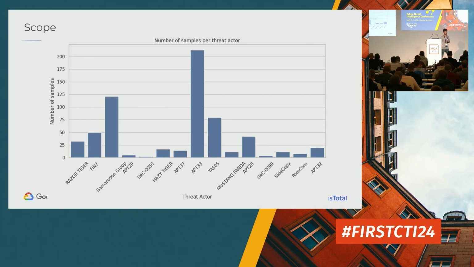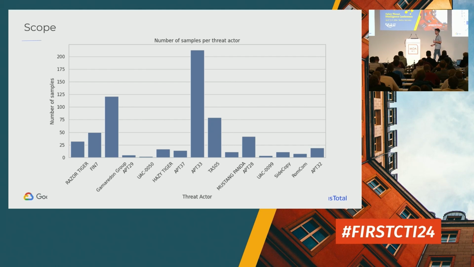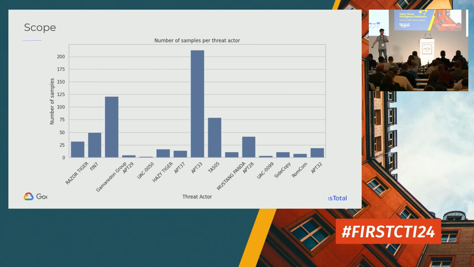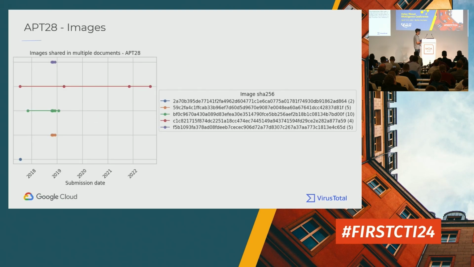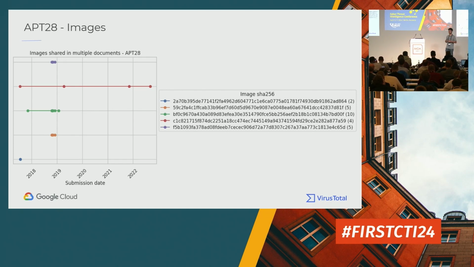So let me explain the results now. This is the scope that we decided to use in this case. We selected different Word documents and Office documents in general related to these groups especially. We extracted all the information from VirusTotal. And then the first thing that I wanted to know was, okay, for each APT group, I want to know when they have used the same image in different samples uploaded to VirusTotal.